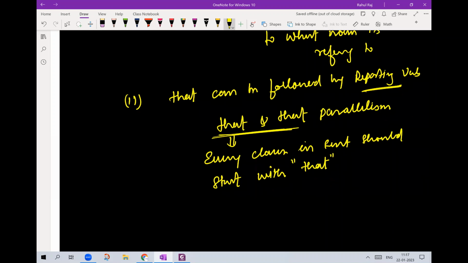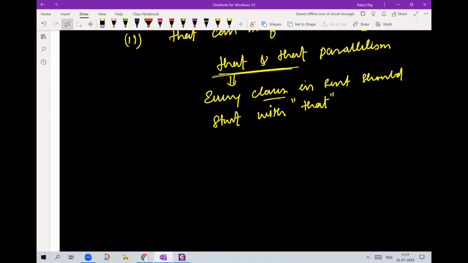That and that parallelism simply means every clause in a sentence should start with that. Now, what exactly does this mean? I'll explain it. But before we get into this, can you please tell me what is the difference between clause and sentence?